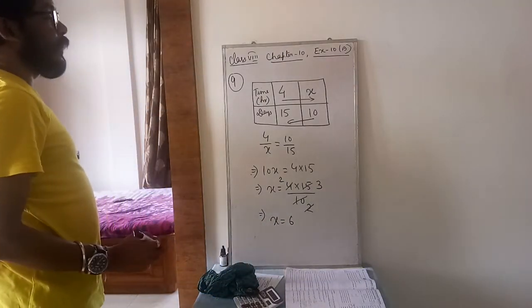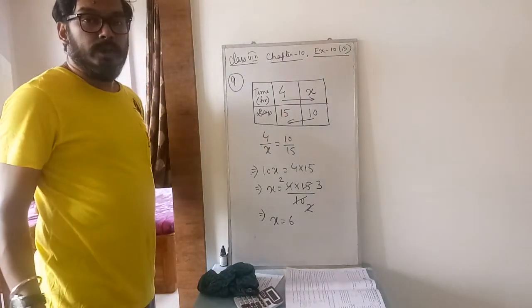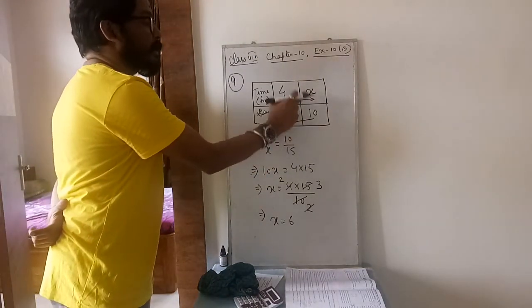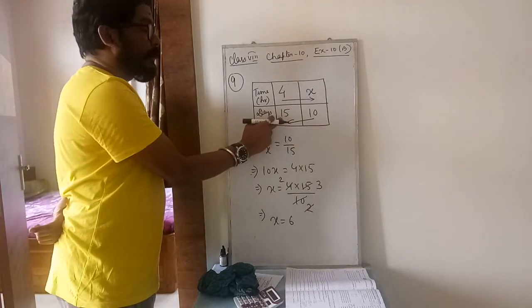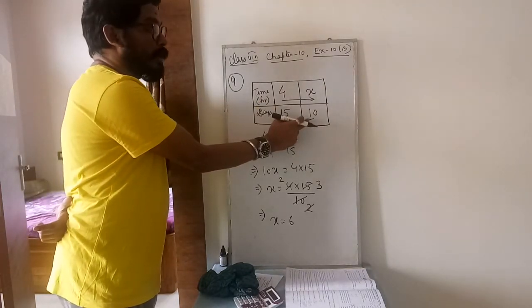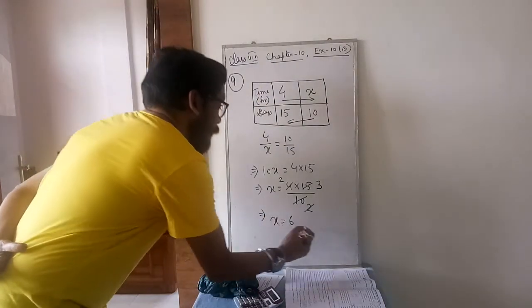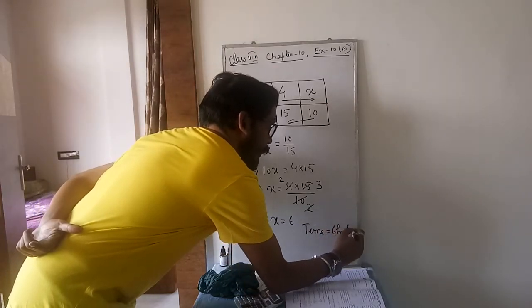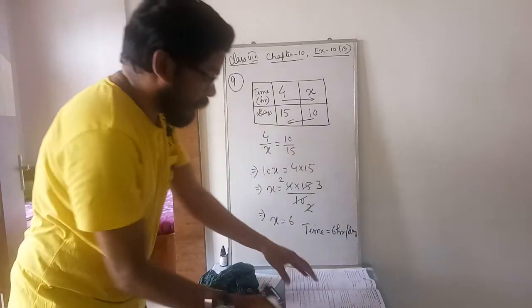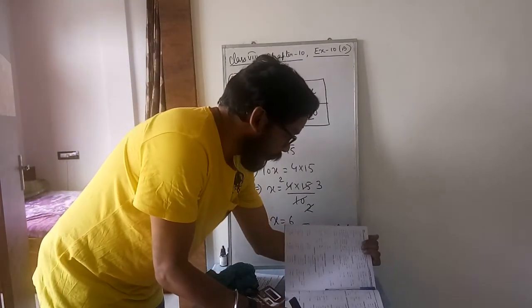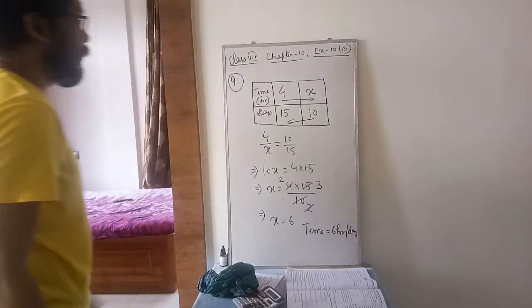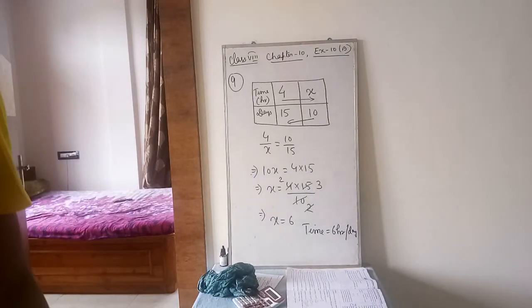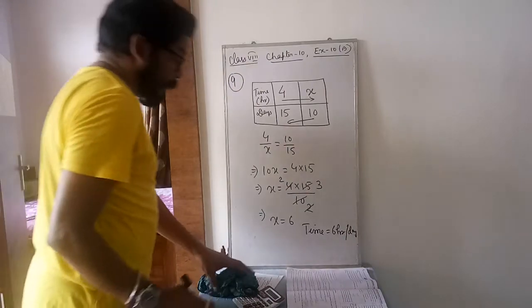So how many hours does she have to work? 6 hours to finish the job in 10 days. So with fewer days, the number of hours is more. Earlier it was 15 days, 4 hours. Now it is 10 days, 6 hours. So the time is 6 hours per day. She has to work 6 hours per day. Take the screenshot. Okay, clear? 6 hours per day.